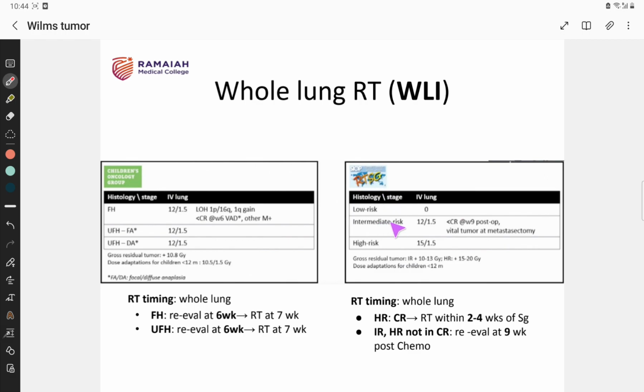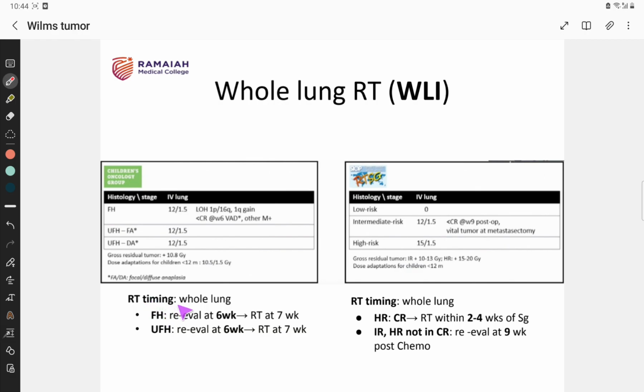According to SIOP, in low risk there is no need for whole lung RT, but in intermediate risk you'll give 12 gray in 1.5 gray fractions, in the cases where there is no complete response when they did the 9-week post-op CT. In high risk they give 15 gray in 1.5 gray per fraction itself. Again, if there is gross residual tumor, you'll boost it to 10.8 gray here also.